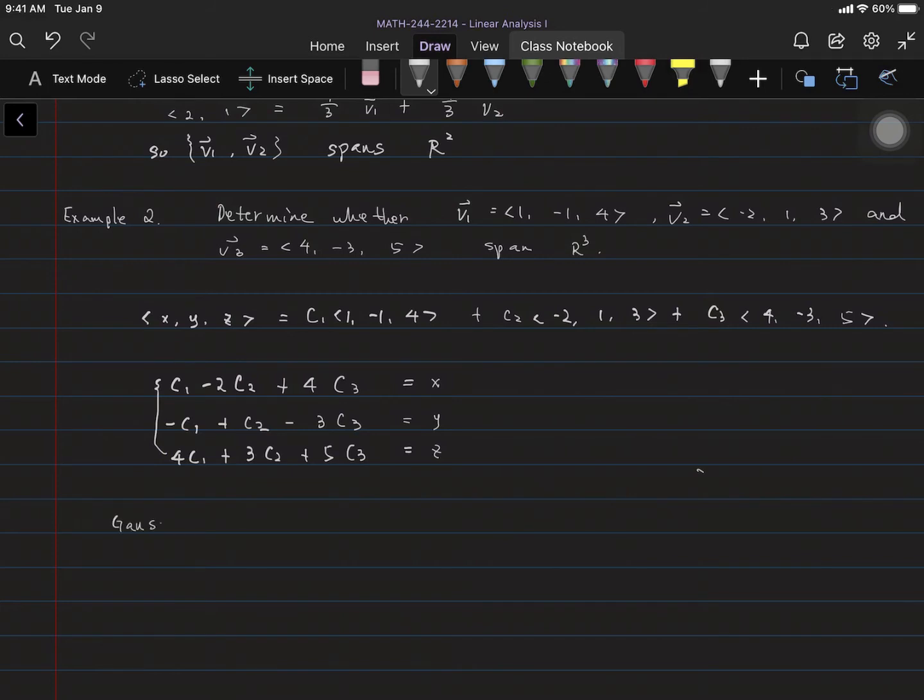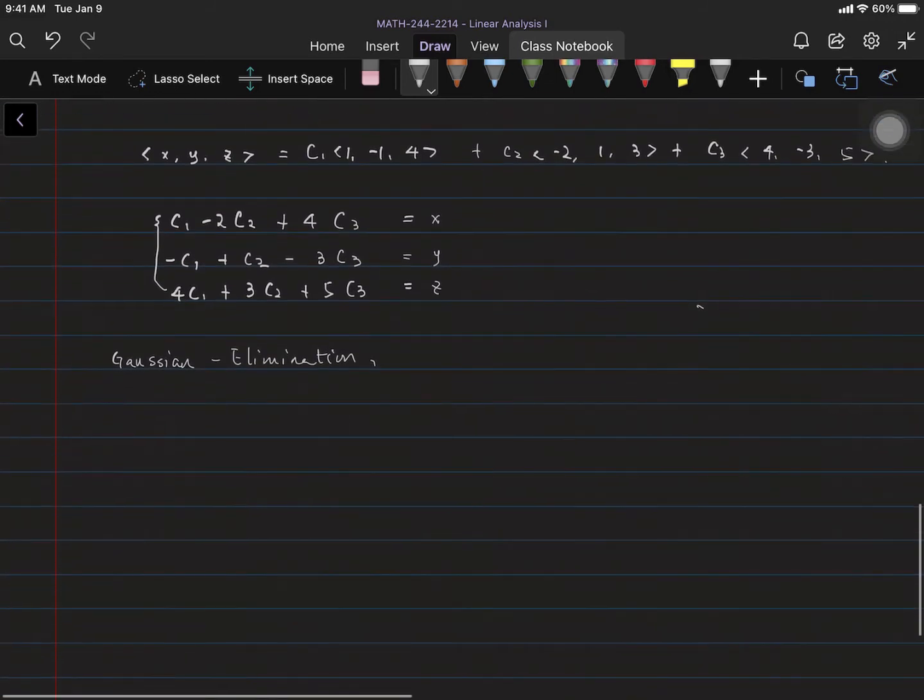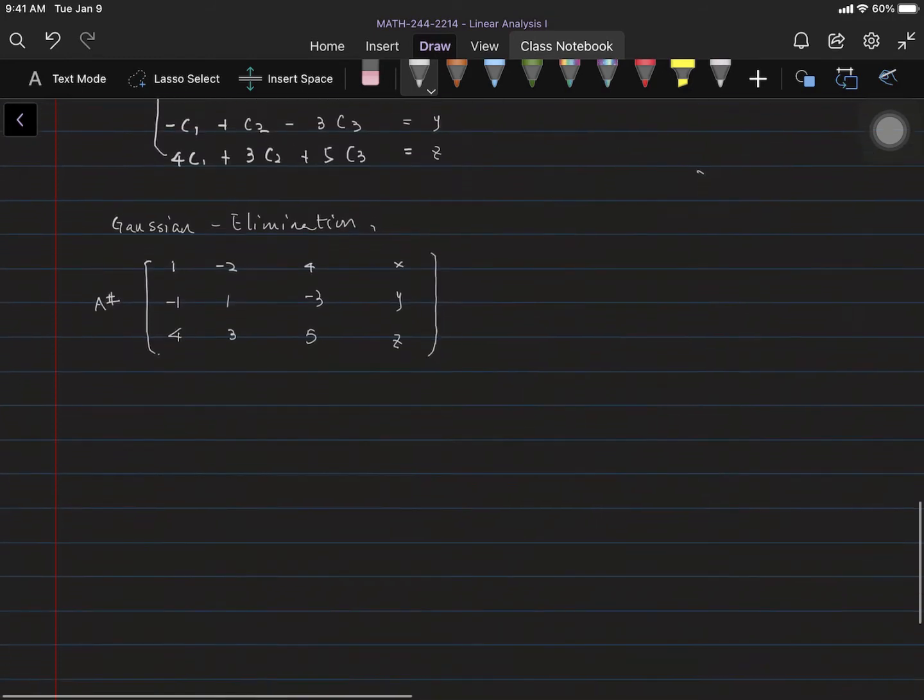So we want to use the Gaussian elimination method. Okay, Gaussian elimination, we want to solve this linear system. What's the meaning of that? That means we take the augmented matrix and reduce it into row echelon form. 1, negative 2, 4, and the last column, they are the B's, so x, y, z. And negative 1, 1, negative 3, 4, 3, 5. Reduce this into row echelon form.